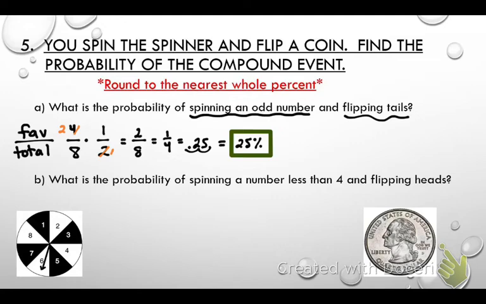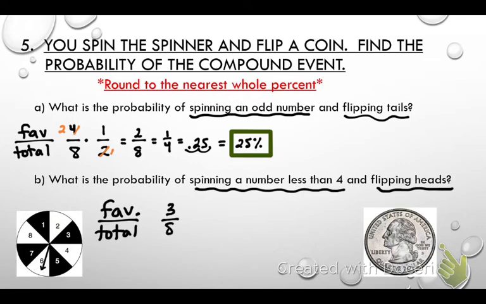Problem B. What is the probability of, we have a compound event again, we want to spin a number less than 4, and we want to flip heads. Just the girls, how many numbers do you see on here that are less than 4? 3 out of 8. I told you. Boys, flipping heads, what's the probability? 1/2. There's a 1 out of 2 chance, 50-50 chance.